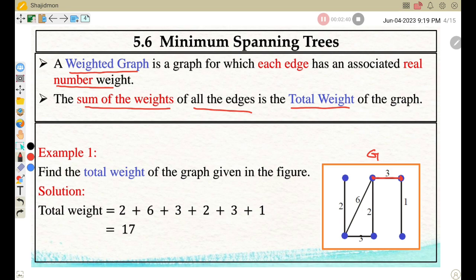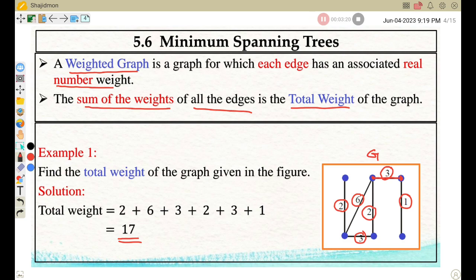For example, for this graph G, find the total weight of the graph from the given figure. Example number 1: find the total weight of the graph given in the figure. The total weight equals the sum of each weight. Whatever edges are given and whatever weights are assigned there, add all the weights. So here 2 plus 6 plus 3 plus 2 plus 3 plus 1, we get a total equal to 17. This is the total weight of that graph G.